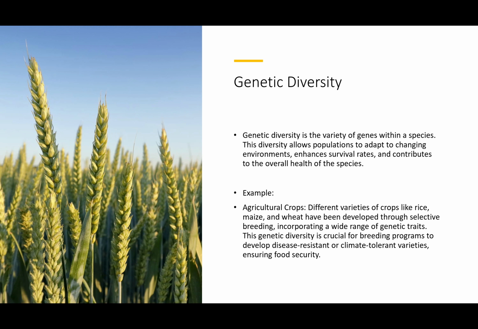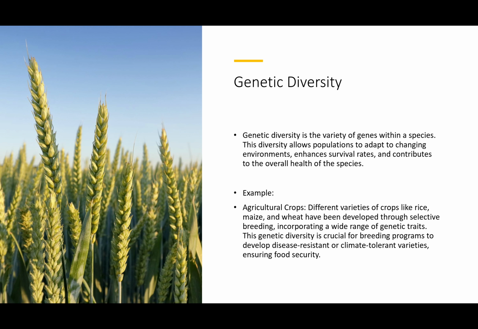So it speaks to the variety of genes within a genome in a species, right? We looked at this in Unit 1 biology. Shouldn't be an issue at this point. So this diversity allows populations to adapt to changing environments, right? So if there's a slight change in environment, these genetically diverse species can bounce back. So it aids the resilience and resistance of the ecosystem. So it enhances survival rates and contributes to the overall health of the species.